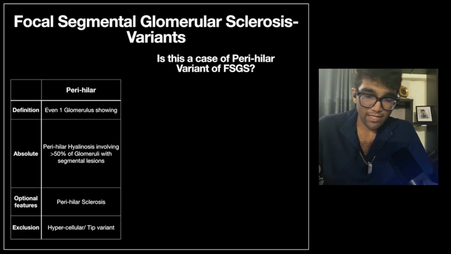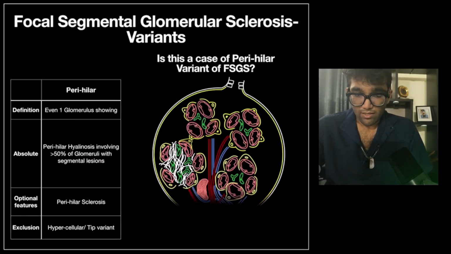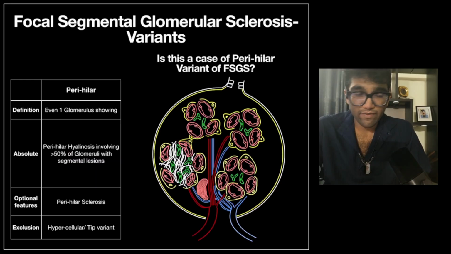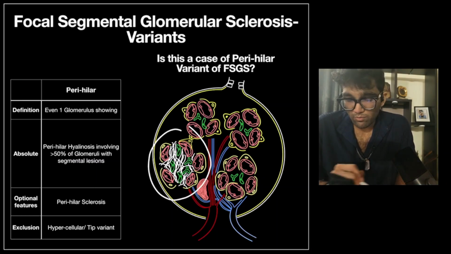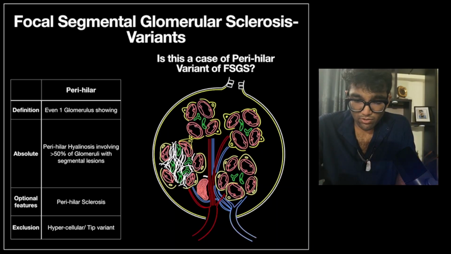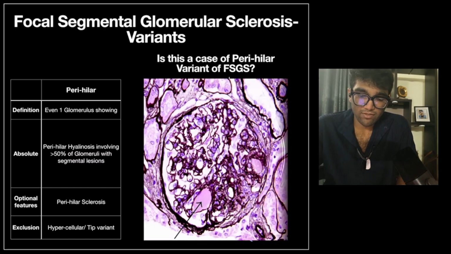Now, let's just see the morphologies of these three variants. This is your perihilar variant of FSGS. Okay, so now we'll go ahead and talk about the actual morphologies of these variants. So we've already seen that there is a segmental involvement of this glomerulus, and there is some hyaline deposition or hyalinosis at the base of the tuft, that is at the hilum of the tuft. So this is the perihilar variant. So histologically, actually, this is what it looks like.